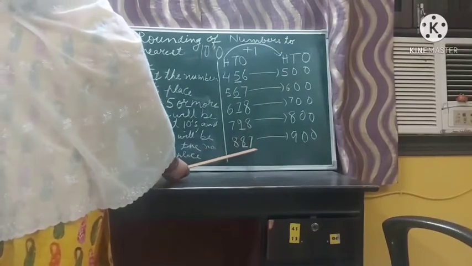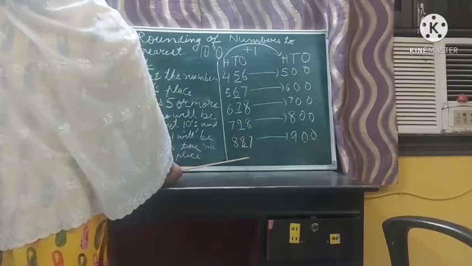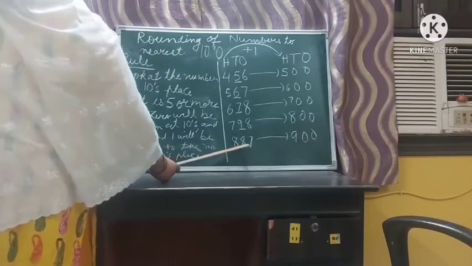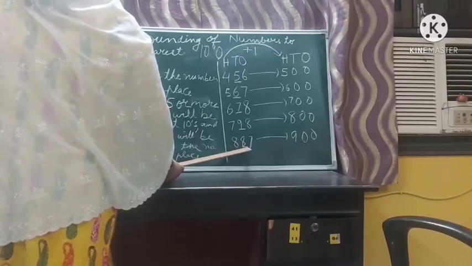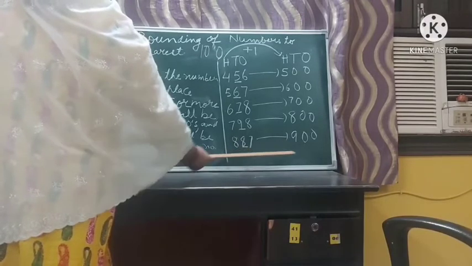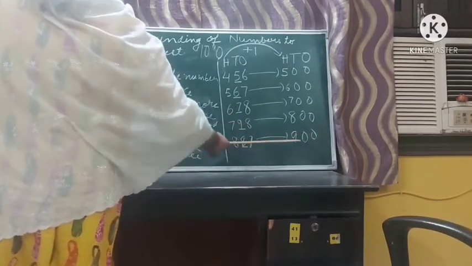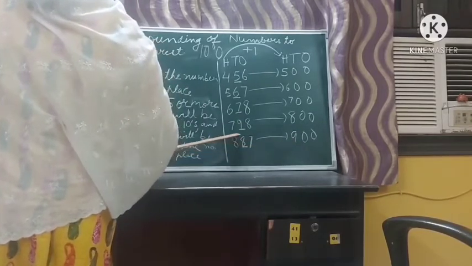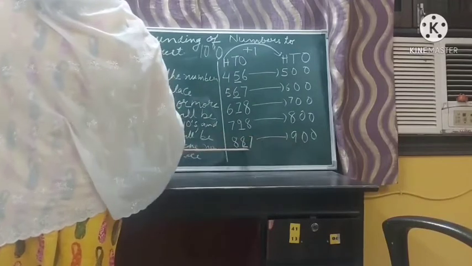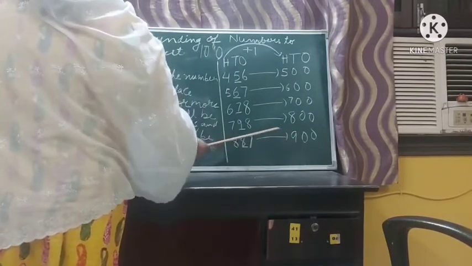Now 887. In 887, what is the tens digit? Tens digit is 8, which is greater than 5. So you will write 0 at ones place, 0 at tens place, and in the 100 place, which is 8, 1 will be added, and 8 plus 1 is 9. So 887 will become 900.